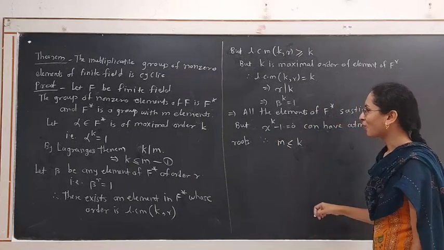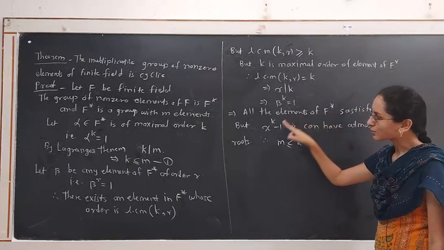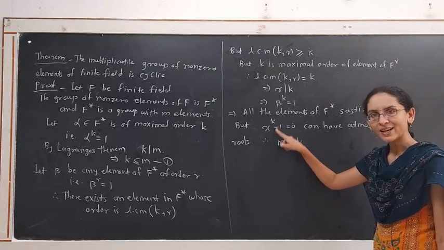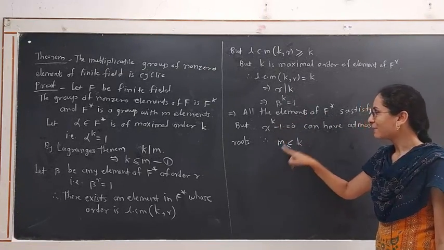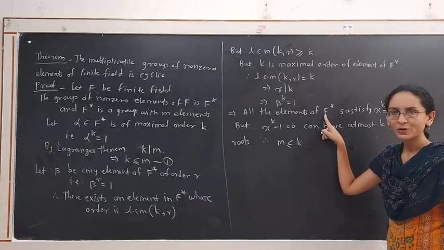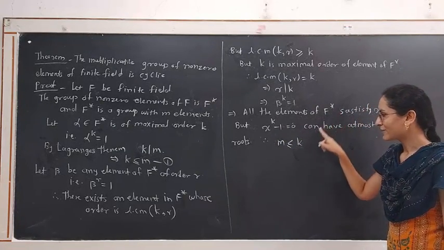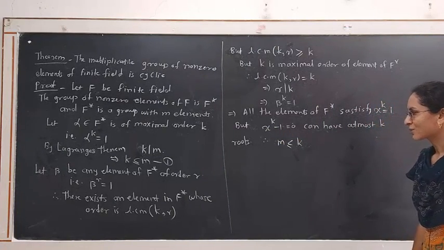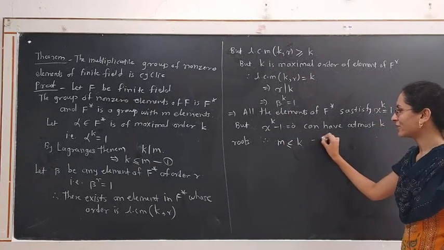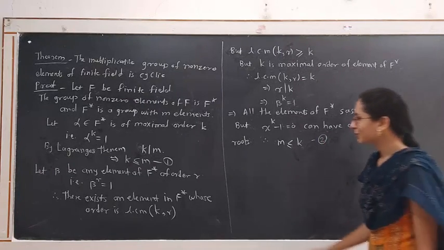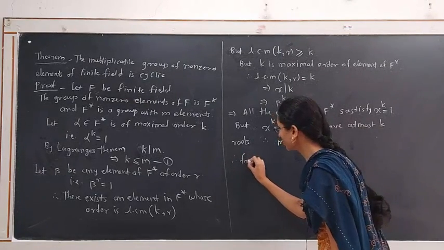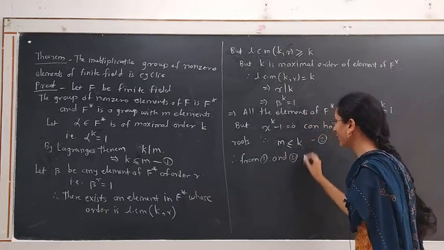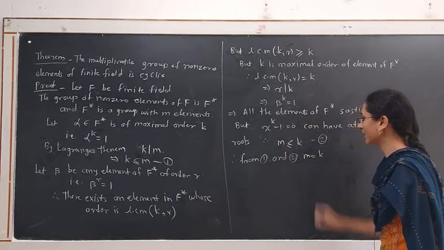All the elements of F star are roots of this polynomial, but this polynomial has degree K, so it has at most K roots. Therefore, M, which is the number of elements of F star, is less than or equal to K, that is the degree of the polynomial x raised to K minus 1. This is the second equation. From 1 and 2, we have M is equal to K.